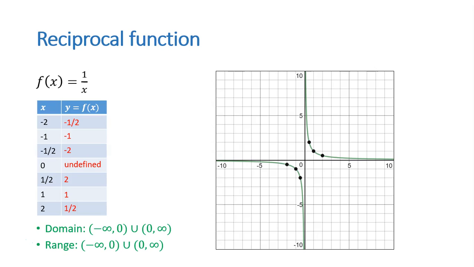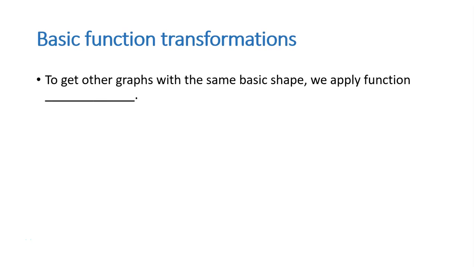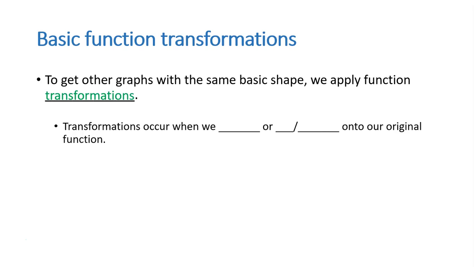So we need to know where some key points are because we're about to start moving things around and changing things. Remember, a parent function is just a starting point. It's the starting point for a graph. So we need to know where we're starting accurately in order to graph everything else that's going to be changed accurately. We call the changes we make to a parent function function transformations. So to get other graphs with the same basic shape as a parent function, we apply function transformations to the individual parent functions. Transformations occur when we multiply or add or subtract onto our original function.